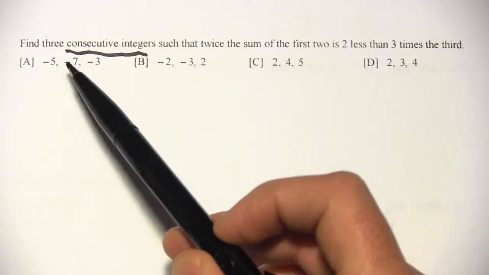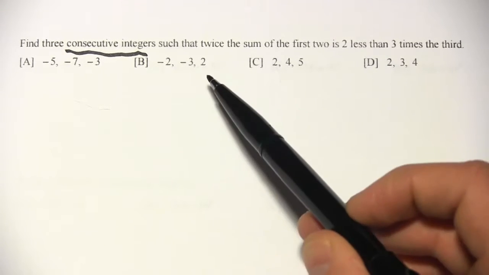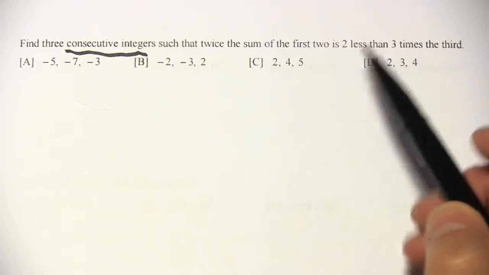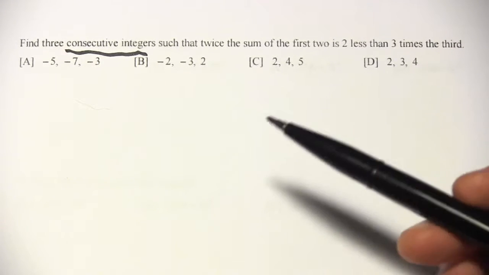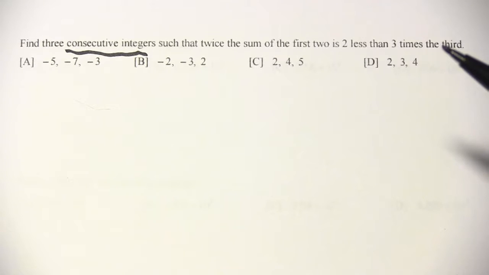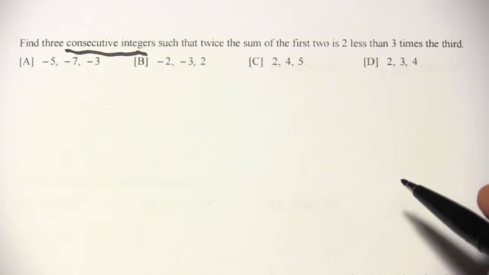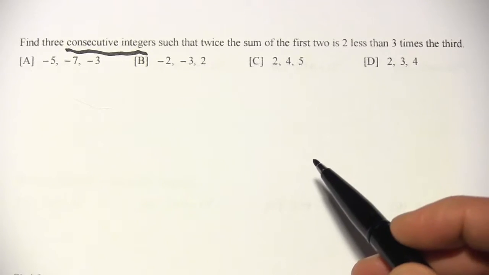This first one says, find 3 consecutive integers such that twice the sum of the first 2 is 2 less than 3 times the third. And when I read a sentence like that, I immediately get confused. So it's really important to break this down into smaller pieces. And I'm going to show you how to do that.